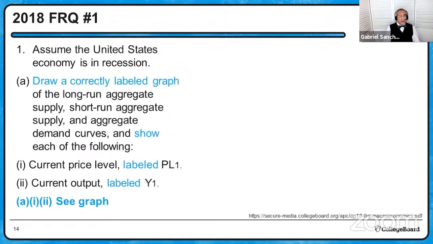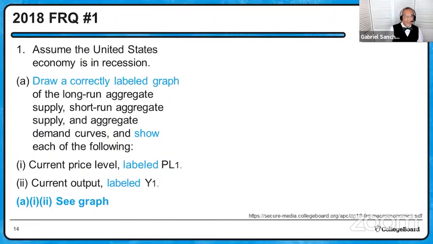A, draw a correctly labeled graph of the long run aggregate supply, short run aggregate supply, and aggregate demand curves, and show each of the following: the current price level labeled PL1, the current output labeled Y1. I have down here C graph because we're going to see the graph in just a moment. So you should be drawing, but if you drew the Canada graph just a moment ago, you would see that that was in a recession. So the graph that you just drew, you can use right now.